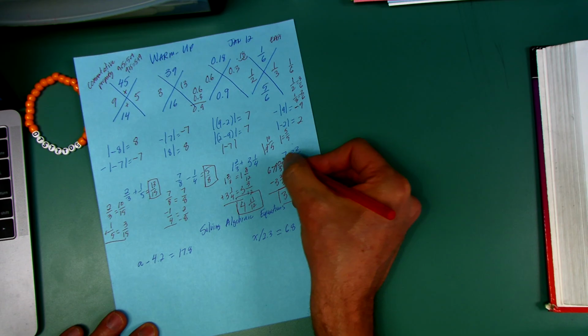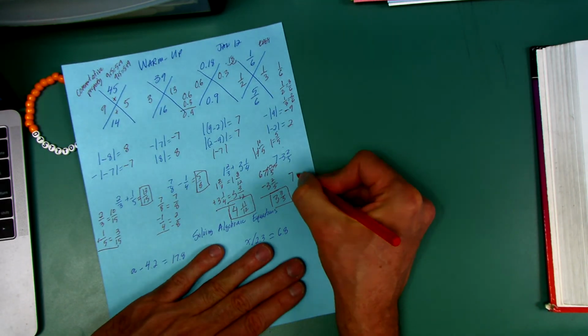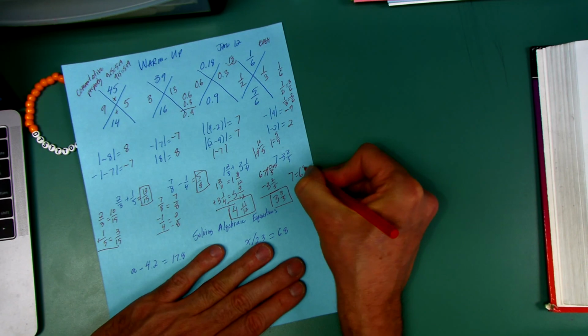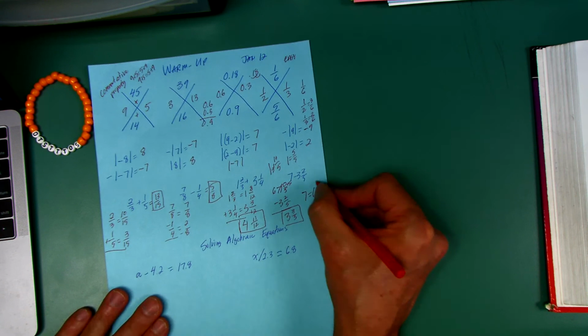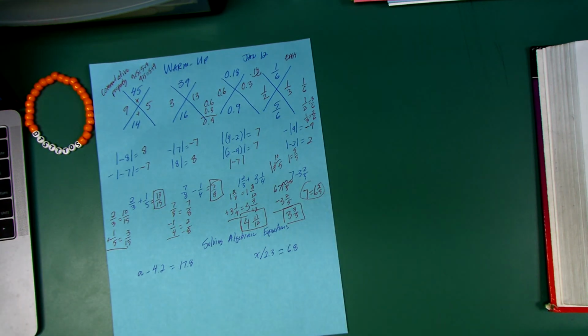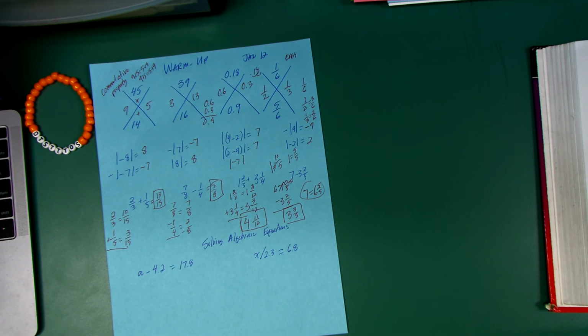Okay, real quick, let's think about what I did there. I changed 7 to 6 and 5 fifths. Well, 5 fifths is 1 whole, right? So that's why I'm allowed to do that. Does that make sense? Okay, solving algebraic equations.